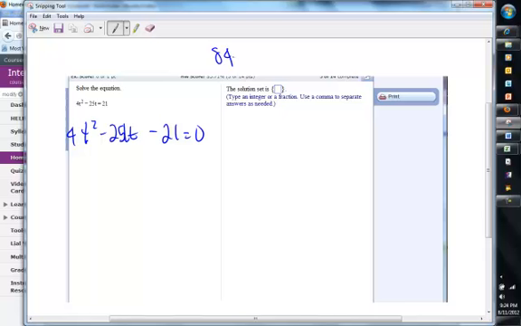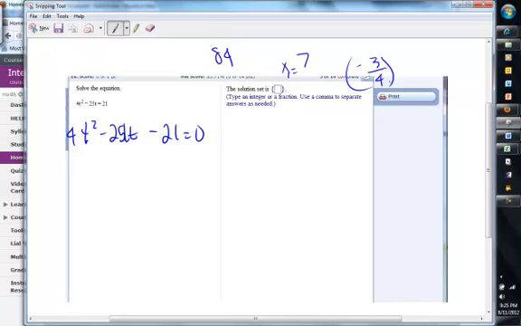Let's enter it on our calculator. I'm going to try that one. So mode 5, 3, okay. 4, negative 25, negative 21. And we get 7 and negative 3/4. Now, why couldn't I get those two by myself?